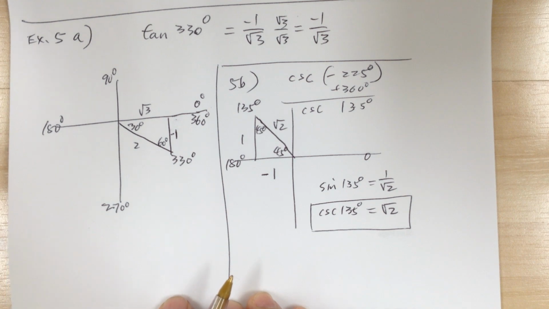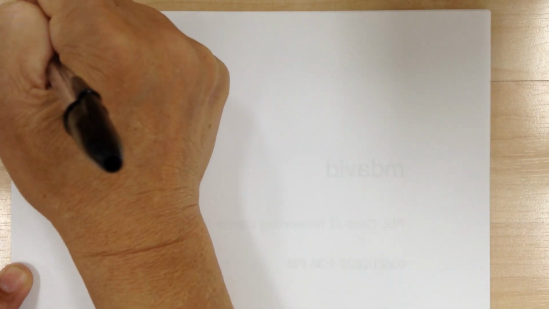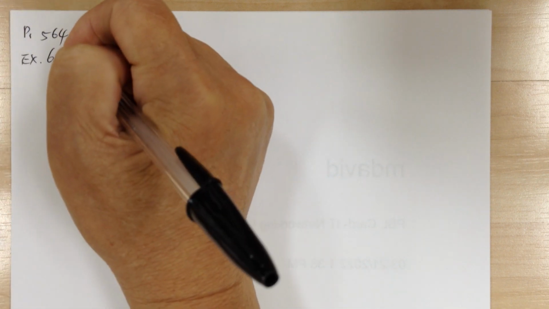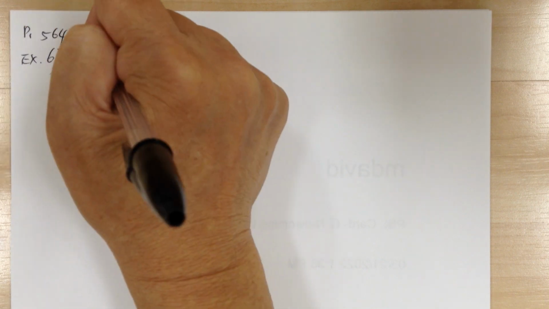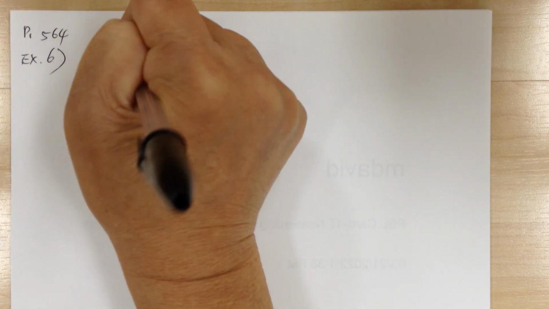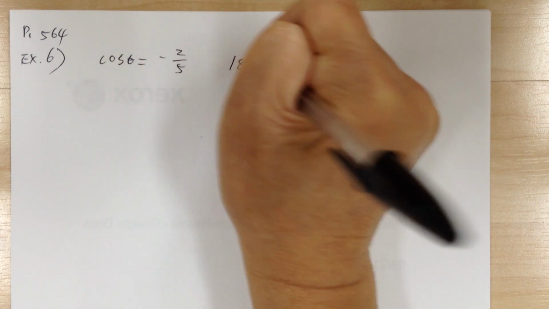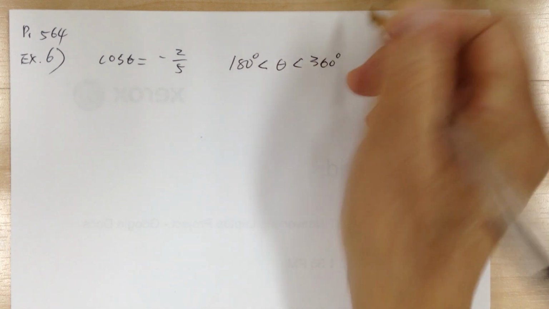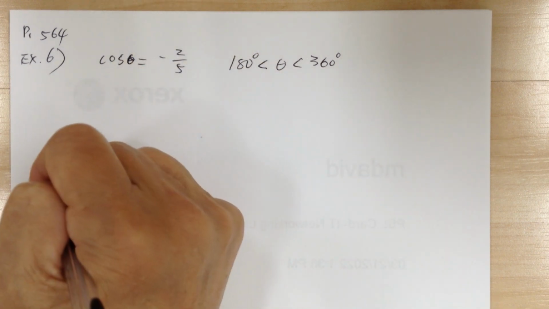Let's go to example 6. It says find the other 5 trigonometric functions of theta if cosine theta equal to negative 2 over 5 and 180 is less than theta less than 360 degrees. Okay, so what you need to do is go and draw that picture.